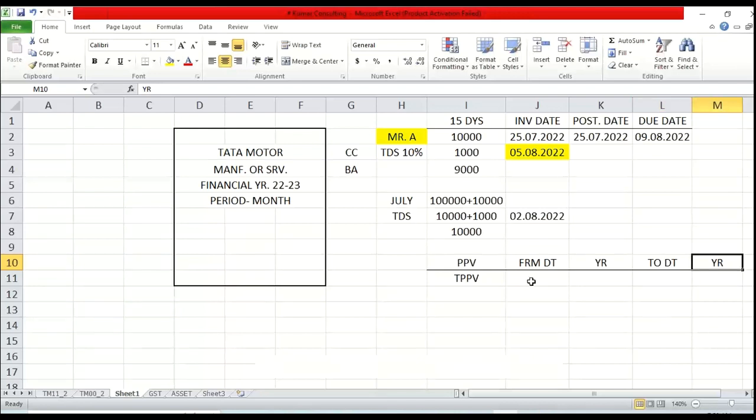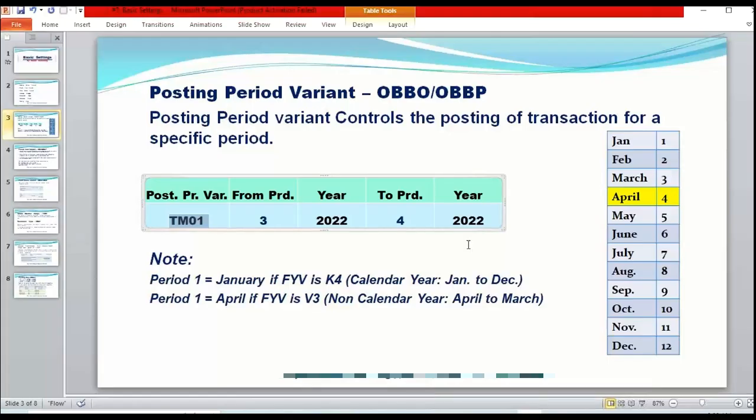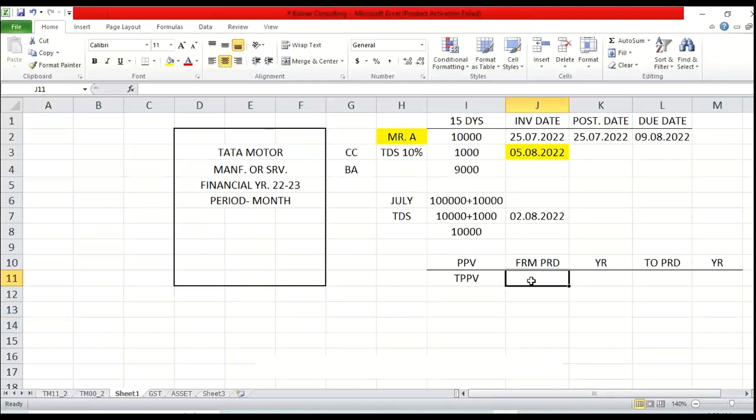So what is happening here, guys? From date. Sorry, not from date. From period. From period, then year, and to period. Look at here. I've already typed from period, year, to period, year. Right? So now here what is happening, guys? I'll just tell you what is the option.